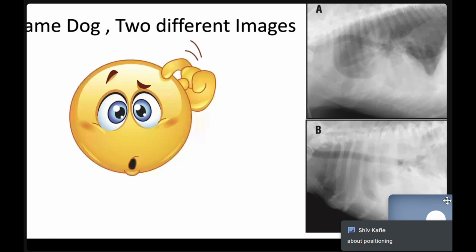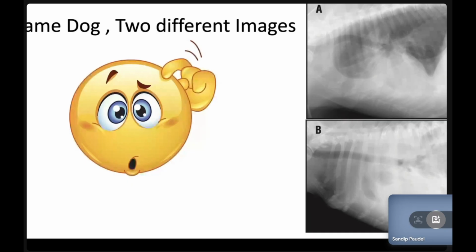Because this is from the same dog. Image A and image B are from the same dog, but it is different, right? We can see clearly there is a difference in the X-ray image. Yeah, it's about positioning, but what may be? I can see two texts. This is saying the position, but what position?